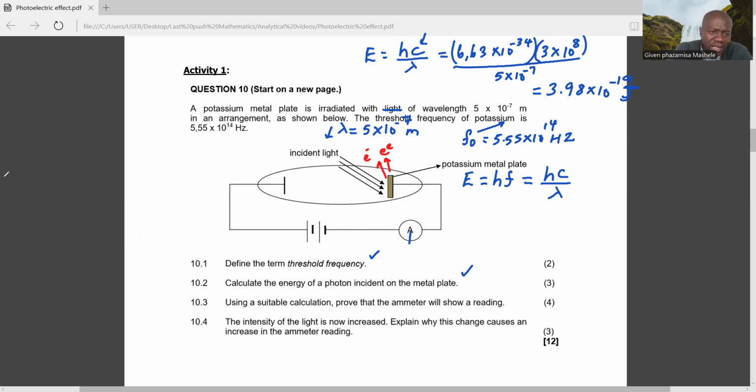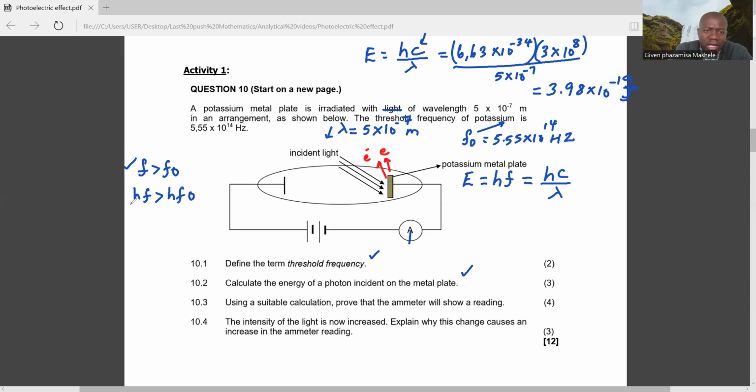Remember, I said earlier that we can check whether electrons will be ejected by comparing the frequency of light and the cutoff frequency. If the frequency of the light is above the cutoff frequency, it means electrons will be ejected. Another way to check this: if we multiply both by Planck's constant, this will be hf bigger than hf naught.